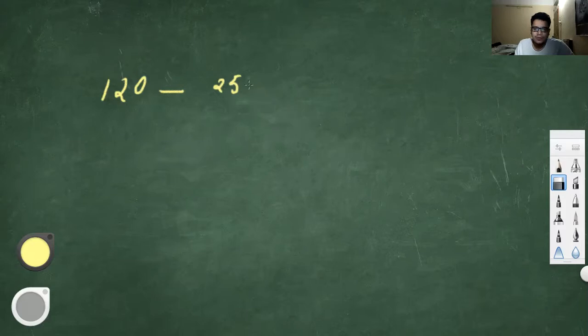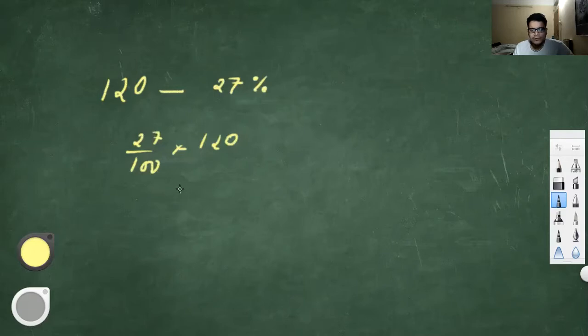So now let's make it a bit more complicated. Let's make it 27%. Then it becomes a bit difficult, right? So 27% is going to be 27 by 100 into 120, right? Then cancellations are going to be a bit difficult to do.